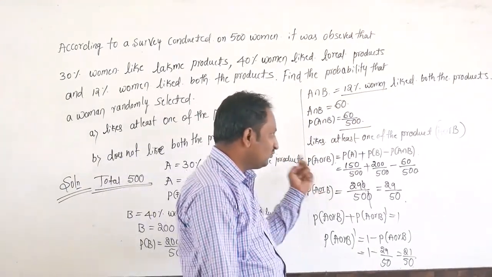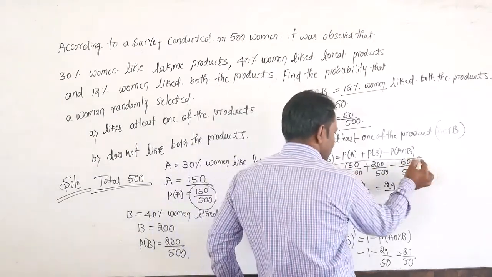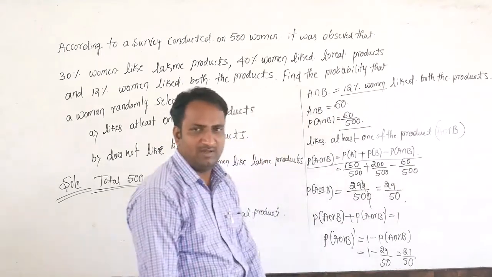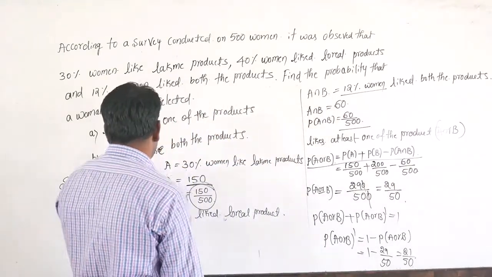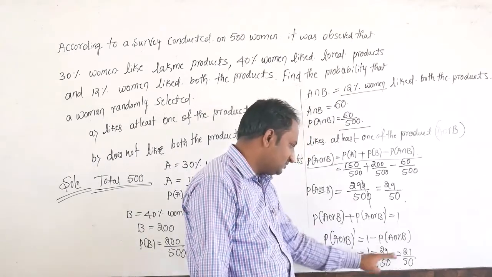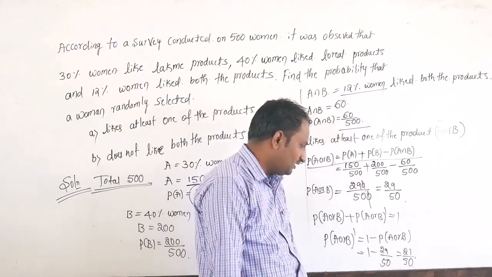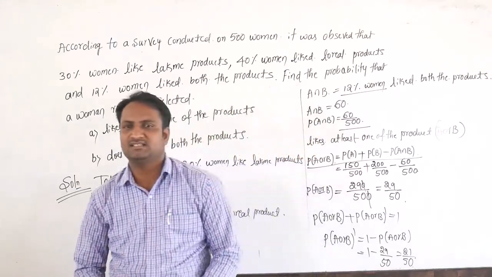For liking at least one product, we substituted into the formula and got 29 divided by 50. For the second one, does not like both, it is not possible to like neither unless we take 1 minus this term: 1 minus 29 divided by 50. 21 divided by 50 is our final answer.